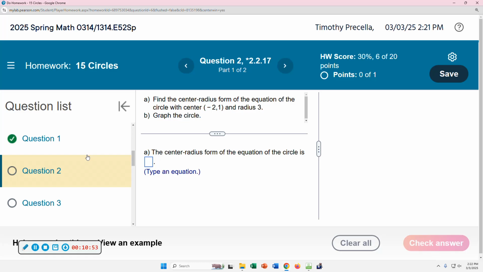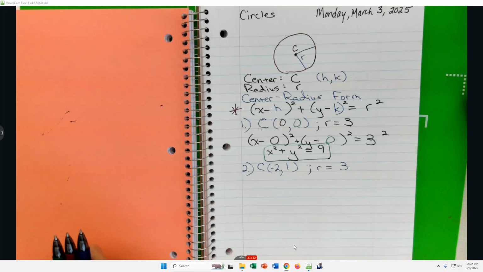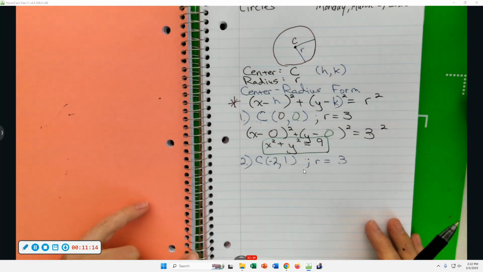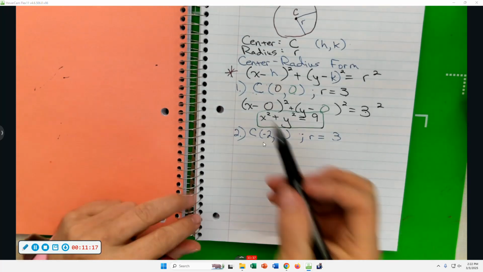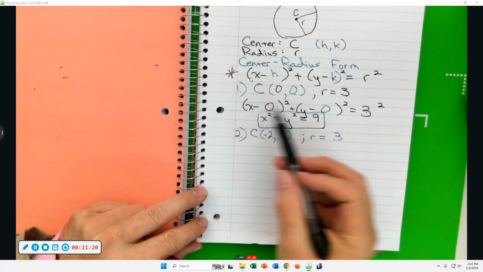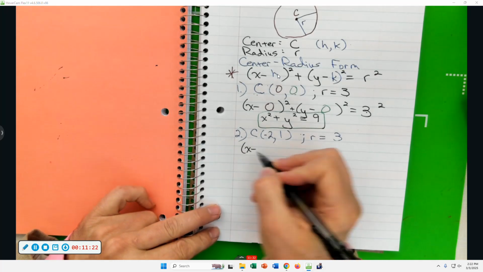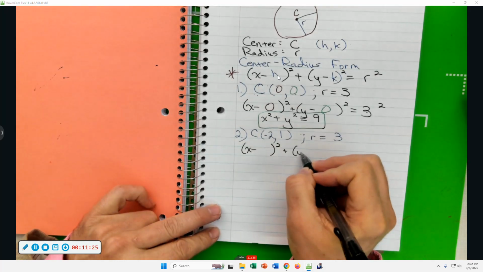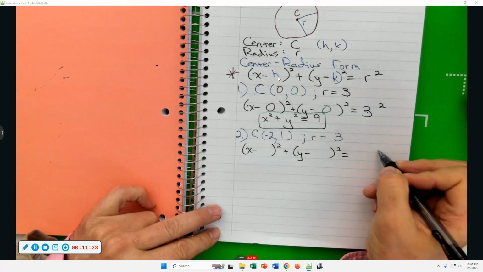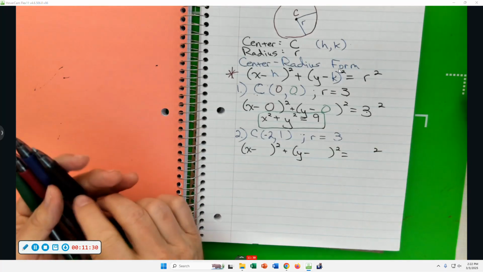So here's number 2. Same instructions. They give us the center. The center is at the point -2, 1. And what's the radius? 3 again. Okay, that's fine. Same instructions. They want us to write the center radius form first. We know center radius form has x minus in parentheses, has y minus in parentheses, and we're going to have a number squared on the right-hand side.